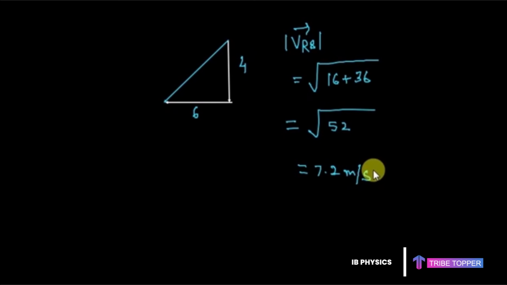And so this is how we can solve relative velocity problems with rain and umbrella, based on the formula for relative velocity. I hope that is clear to you.